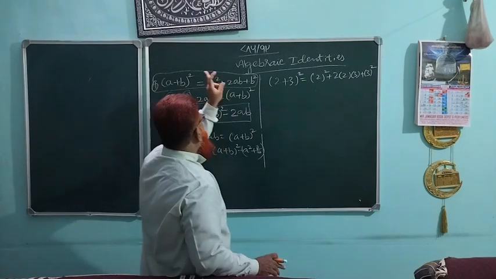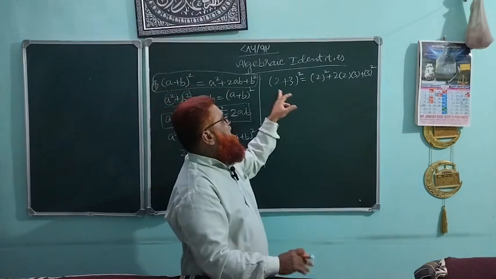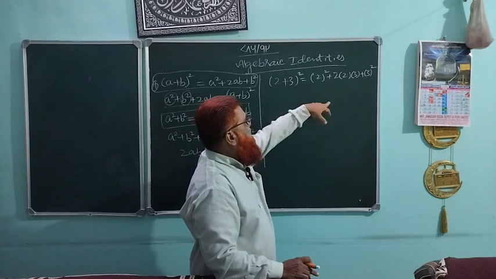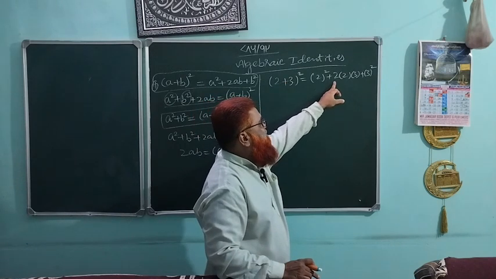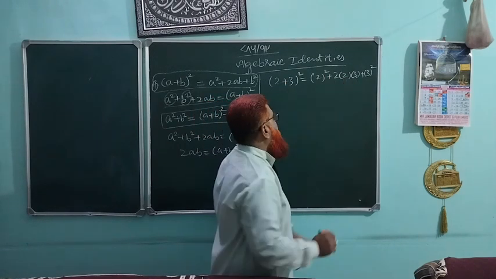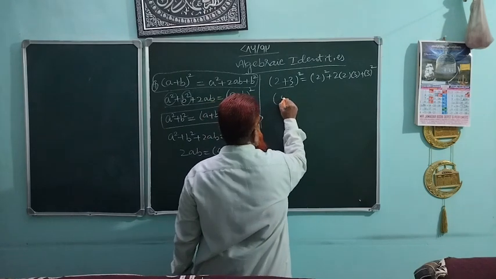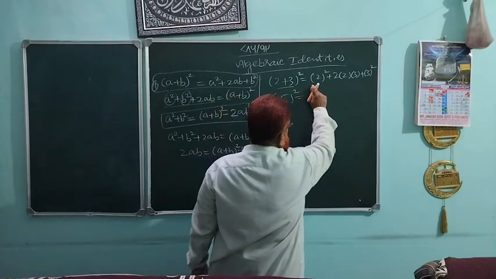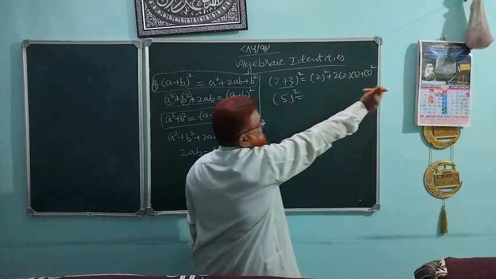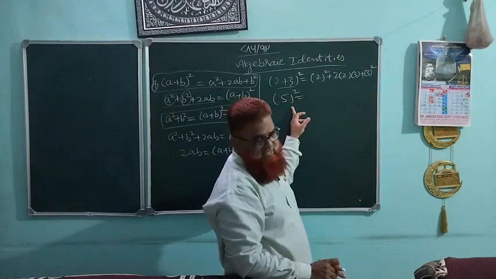So I have expanded here (a + b) whole square. In place of a I have taken 2, in place of b I have taken 3. Then I expanded a square, 2 square, 2ab, where 2 is the formula number, 2 into 3, plus b square. Now you expand. What is 2 plus 3?